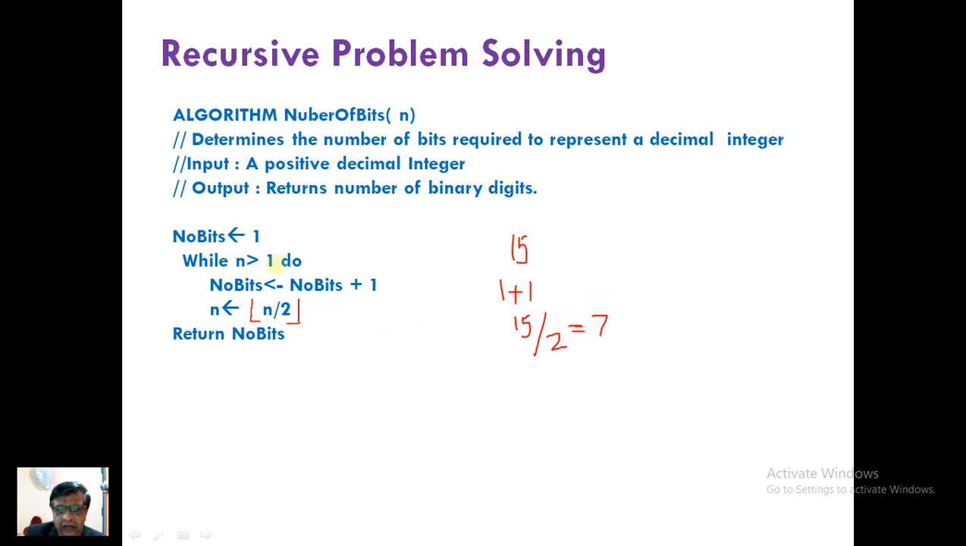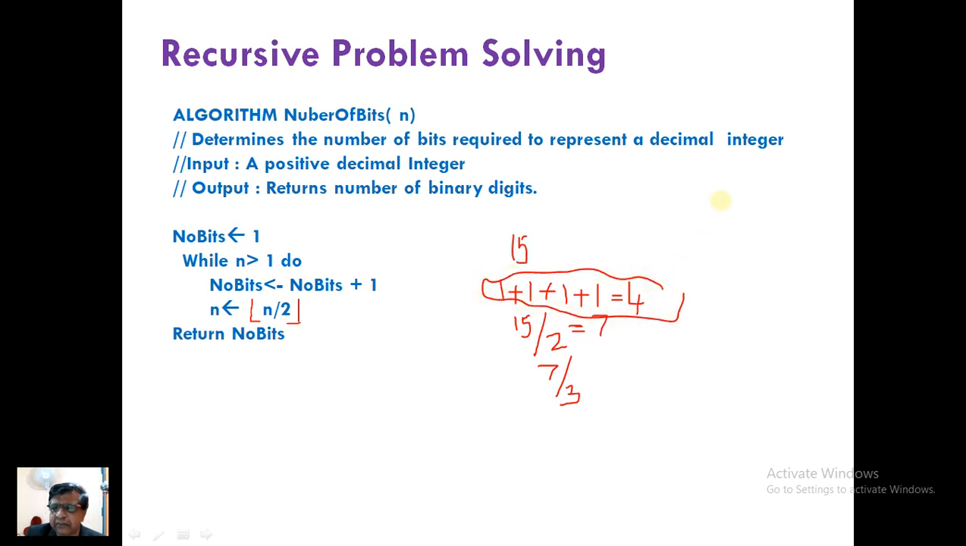Once again n is greater than 1 surely, therefore number of bits will become 3, 1 will be added, and 7 by 2 will become 3. It will enter the loop because n is greater than 1, so number of bits becomes 4. Further 3 will be divided by 2 and the floor value is taken, it becomes 1. But the while loop runs if and only if n is greater than 1. Therefore it will stop and return number of bits. Anyway, 4 bits are required in order to represent 15.